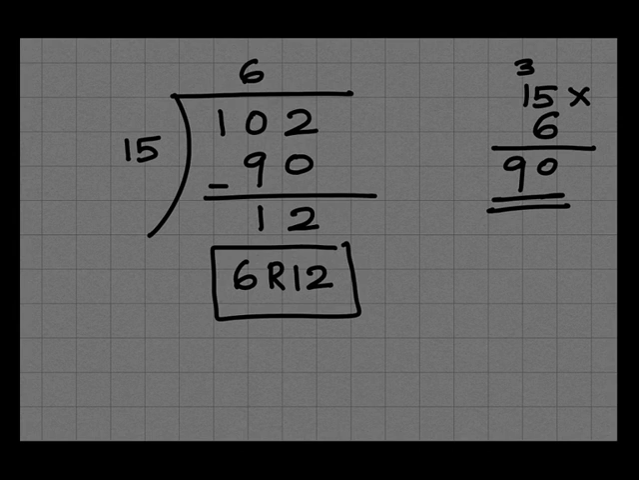Now let us divide 102 by 15. We know that 15 times 6 is 90. So let us write 90 and do the subtraction. When we subtract, the answer is 12. So the answer is quotient 6, remainder 12.